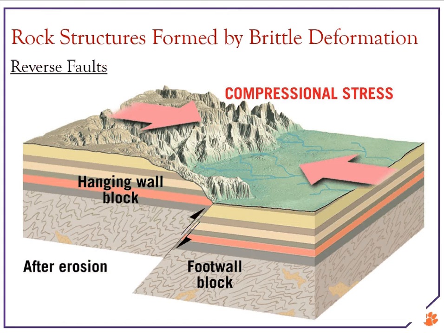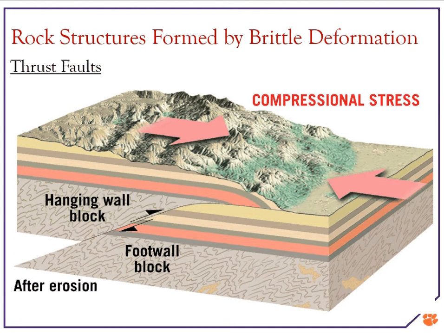There's another type of fault which is exactly the same as a reverse fault, except for the directionality angle of the slope on the fracture surface. So again, we have compressional stress. Again, we have the hanging wall block moving upward and the footwall block staying in its original position. But this fractured surface's slope is going to be steeper than 45 degrees. And this type of reverse fault, we call specifically a thrust fault.